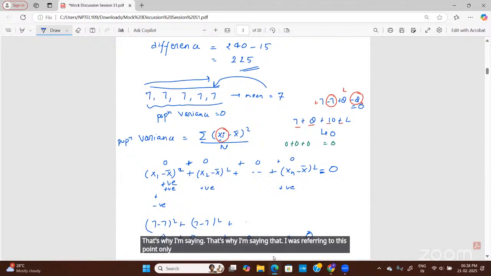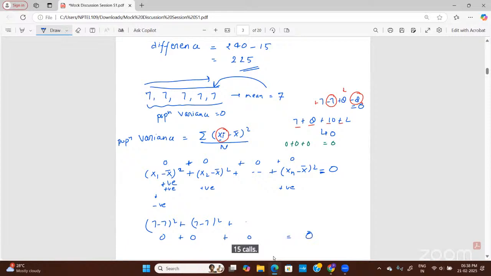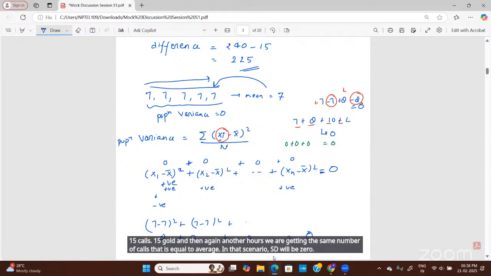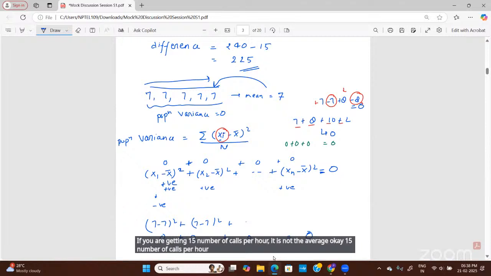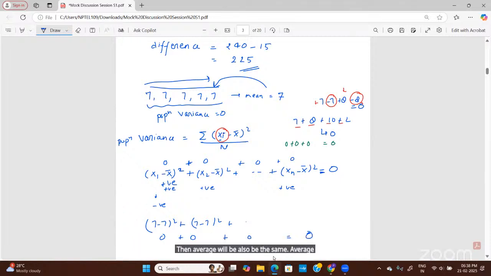If we go to this question, the last question, for this period of time from 9 to 1, if in each hour we are getting 15 calls, and then again in another hour we are getting the same number of calls, that is equal to the average, in that scenario, SD will be 0. If you are getting 15 calls per hour, it is fixed for every hour between 9 to 10, the average will also be the same. In that case, the average will also be 15 only. So in that case, standard deviation will be 0.